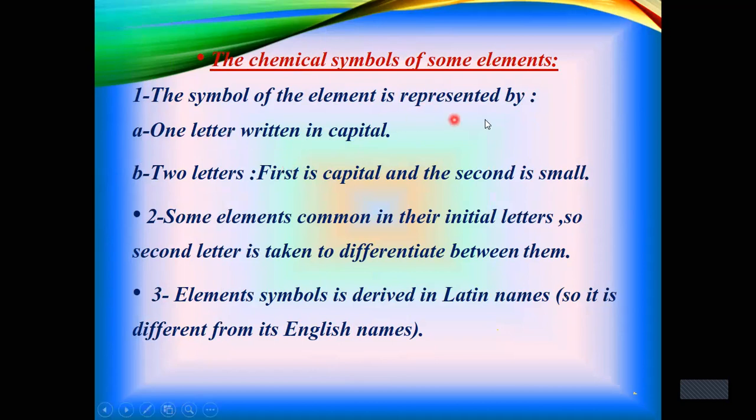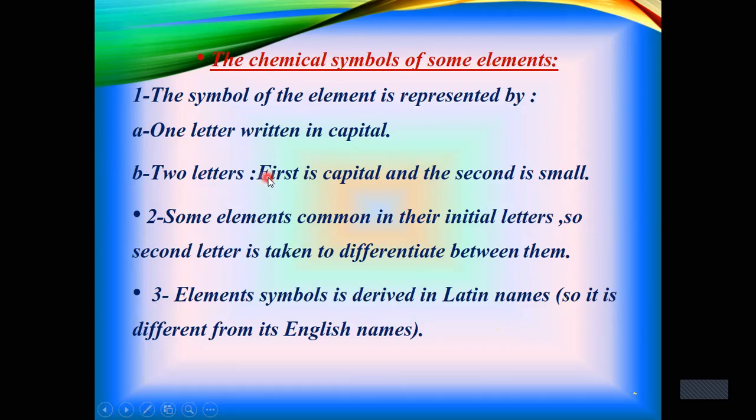The symbol of an element is represented by one letter, maybe the first letter, and it's written in capital. If I have an element with one letter only, I write it as a capital letter. But if two letters, we write one capital and the second one small. Some elements are common in their initial letters, so the second letter is taken to differentiate between them. For example, carbon: if I take only the first letter, I take C. And calcium, if I name it by the first letter, I would also name it C.